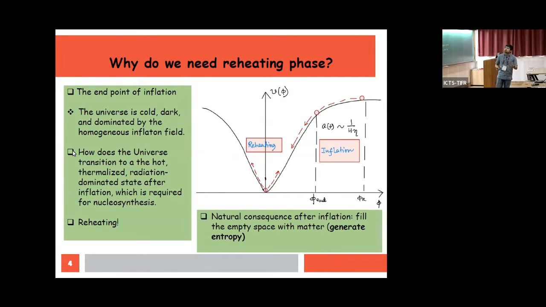After the end of the inflation, the universe is cold, dark and dominated by the inflaton field. Now the problem is how this inflaton-dominated universe changes to a radiation-dominated state, which is basically needed for Big Bang nucleosynthesis. And here in the reheating dynamics, the inflaton field rolls down to the minimum of the potential, and when it oscillates, it can couple with the other daughter fields and it can produce entropy, giant entropy.